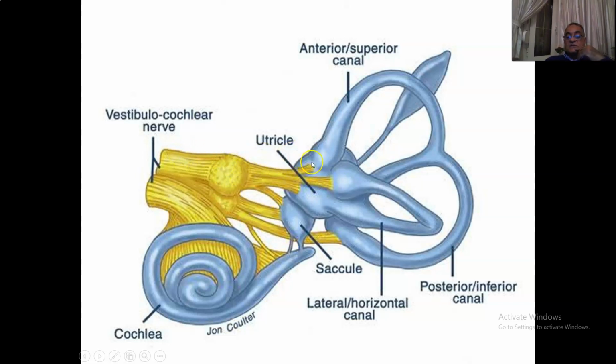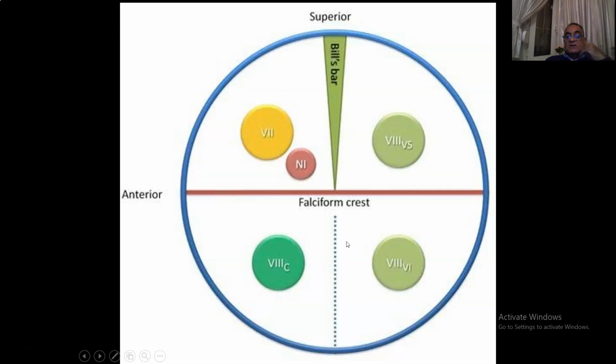The superior vestibular nerve receives from the utricle, from the superior semicircular canal, the lateral semicircular canal, and from the saccule. The inferior vestibular nerve receives from the saccule and from the posterior or inferior semicircular canal. And then the vestibular nerve passes into the internal auditory canal. It is situated in the posterior part of the internal auditory canal, being separated.